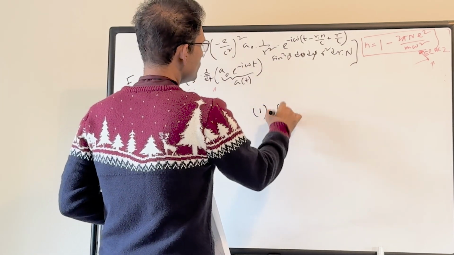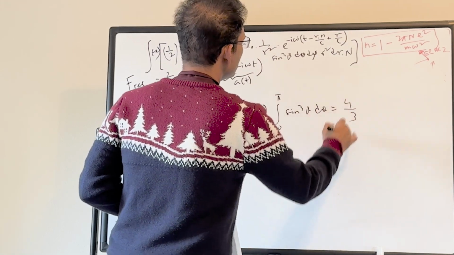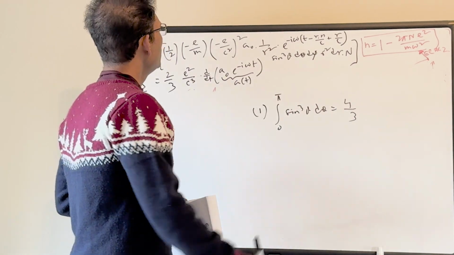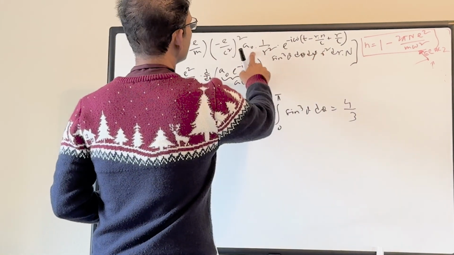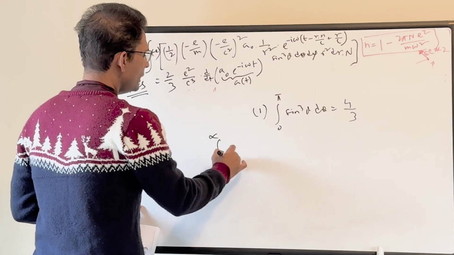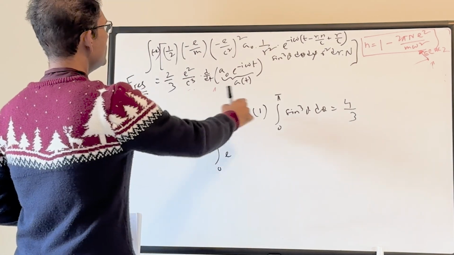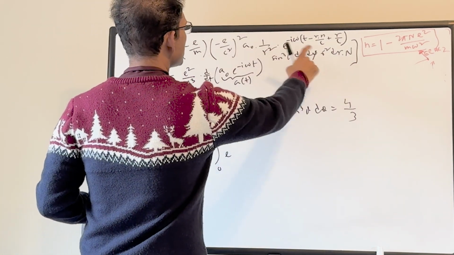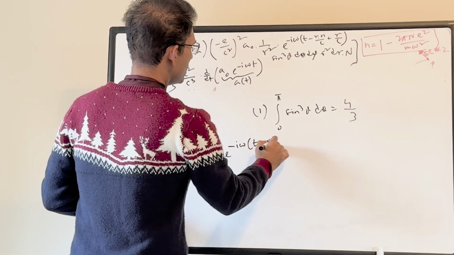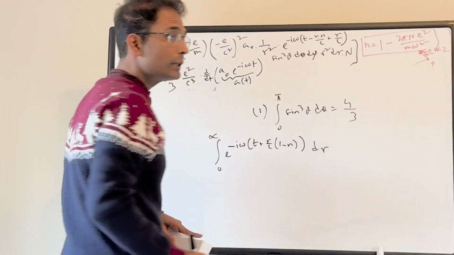One is you have to use the integral from 0 to pi of sine cubed theta d theta. I think this is 4/3. And then the d phi integral is simple, it's just 2 pi. And you'll see that r squared cancels out. You may have to do integrals like this one. These two r squared will cancel out, so you'll have something like e to the minus i omega times t plus r over c times 1 minus n, dr. How would you do this integral?